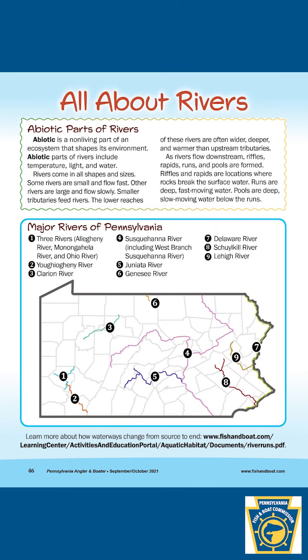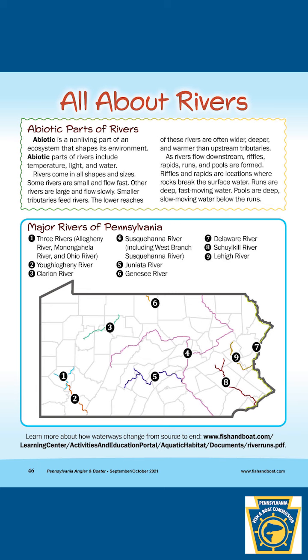All about rivers. Abiotic parts of rivers. Abiotic is a non-living part of an ecosystem that shapes its environment. Abiotic parts of rivers include temperature, light, and water. Rivers come in all shapes and sizes. Some rivers are small and flow fast. Other rivers are large and flow slowly.